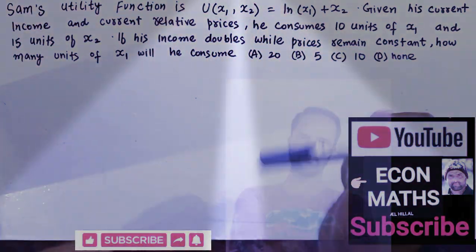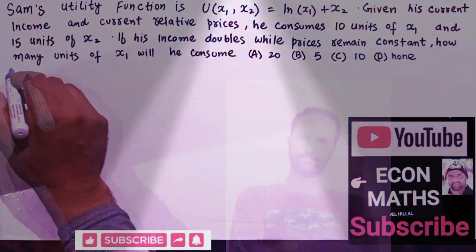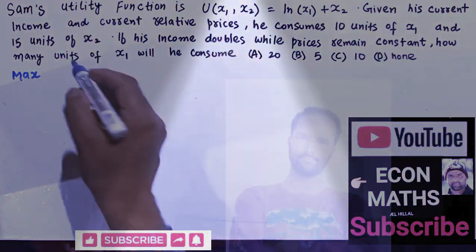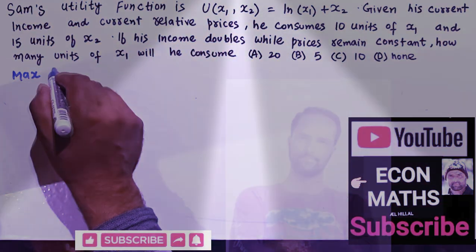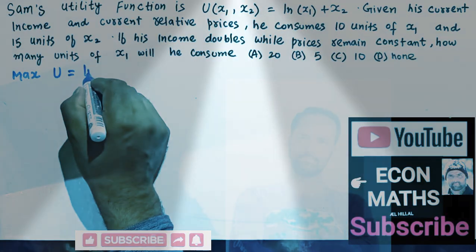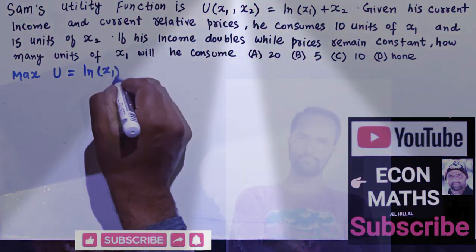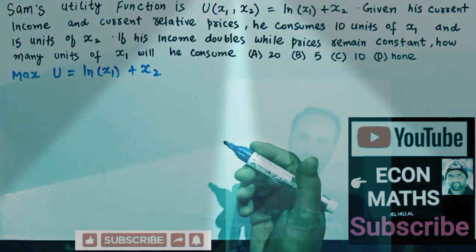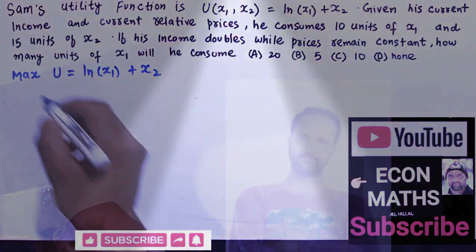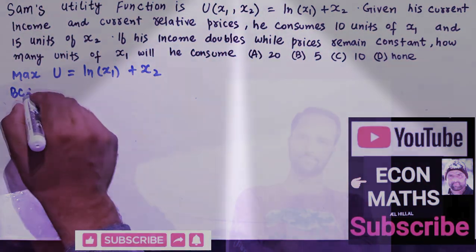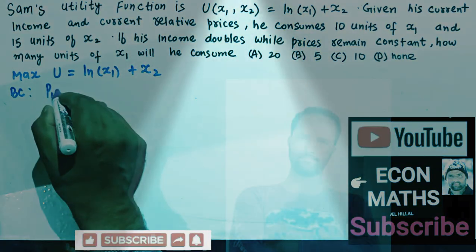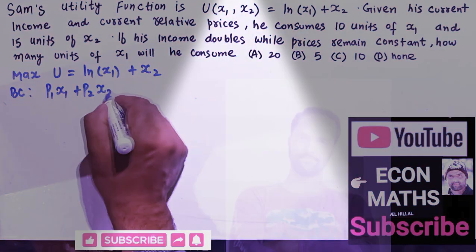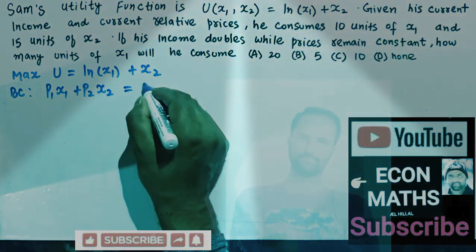Okay, so what are we being given? We are being given a utility function, and we want to maximize our utility. So it is a maximization problem. We want to maximize u = ln x1 + x2. This is the utility function of a consumer. And our budget constraint will be the price of good 1 times units of good 1 plus price of good 2 times units of good 2. It should be equal to his income.